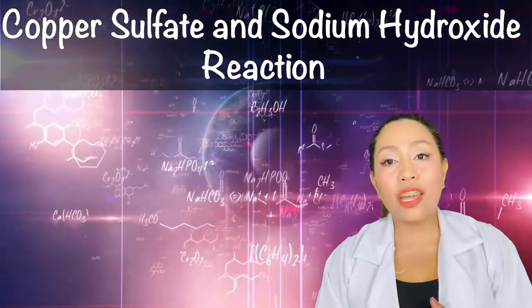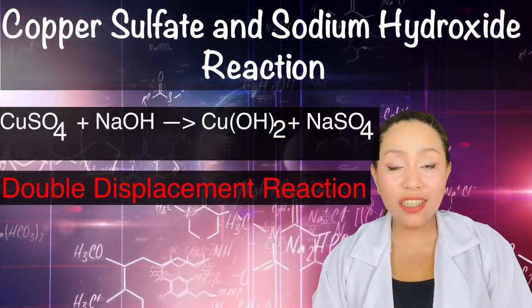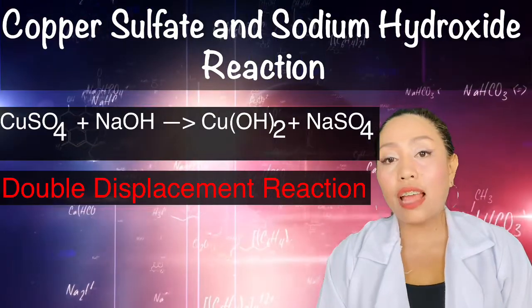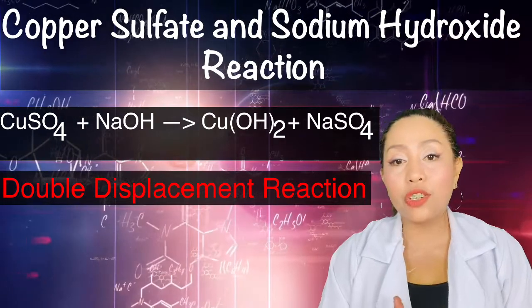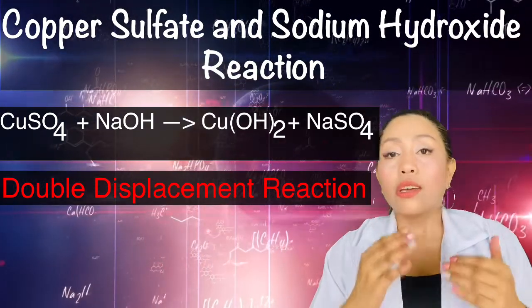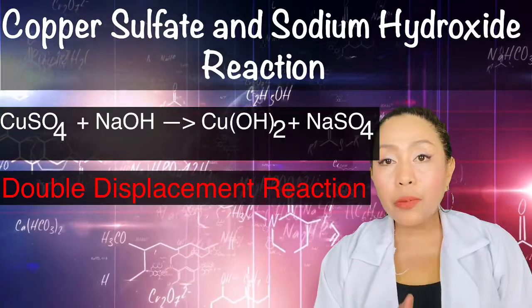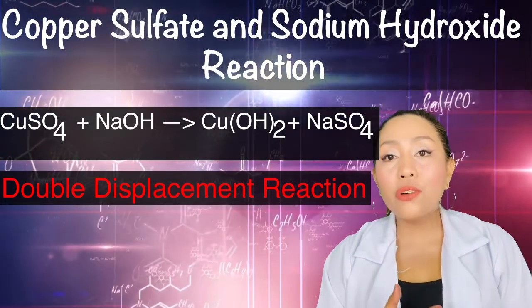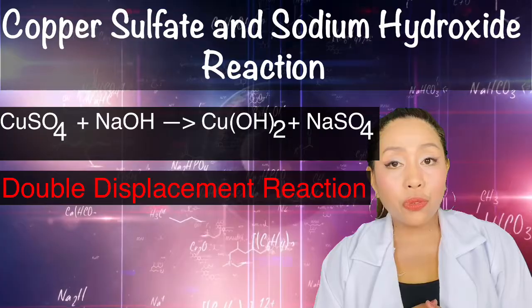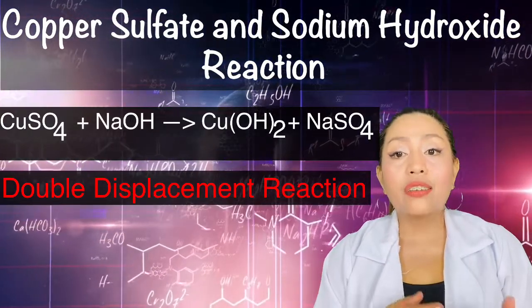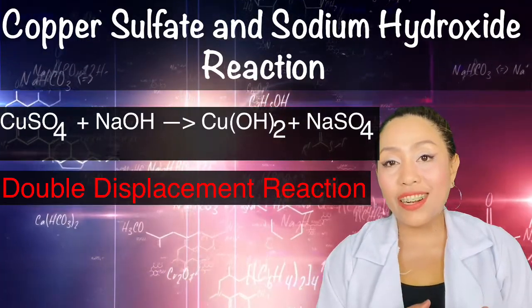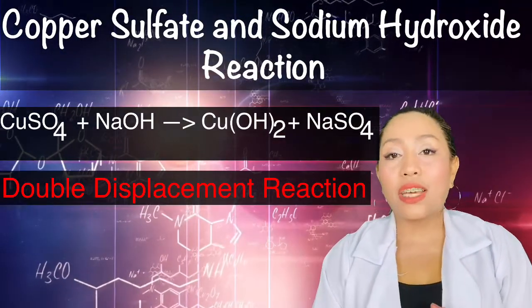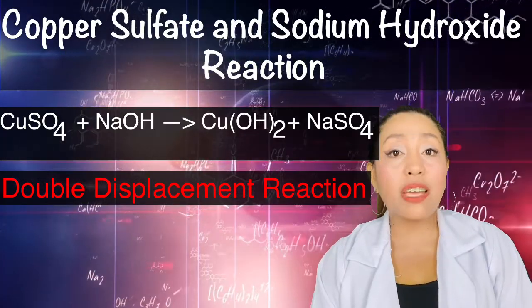And so for our last experiment, it is entitled Copper Sulfate and Sodium Hydroxide Reaction. We have copper sulfate, CuSO4, combined with sodium hydroxide, NaOH, which will yield copper hydroxide, Cu(OH)2, combined with sodium sulfate, Na2SO4. And so with that, we can say that it is a double displacement reaction.